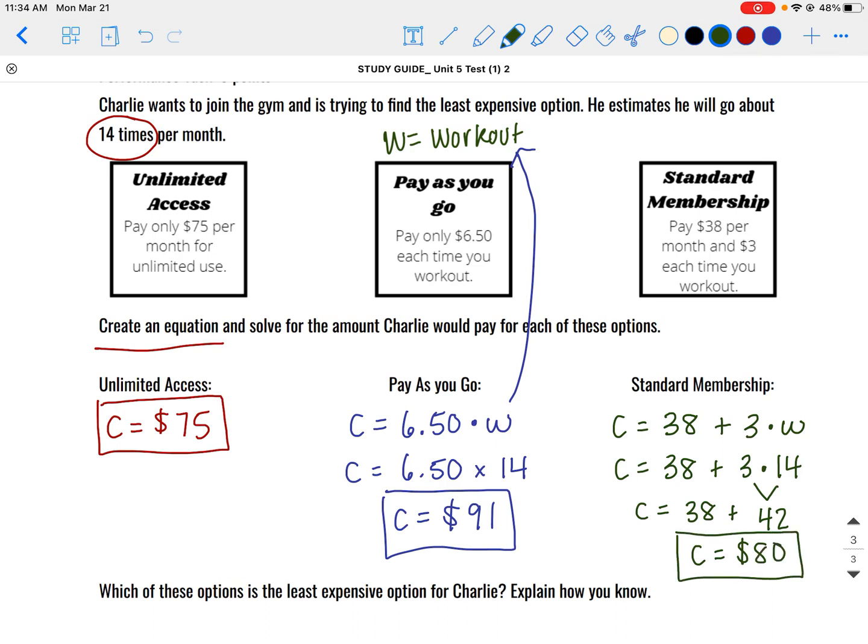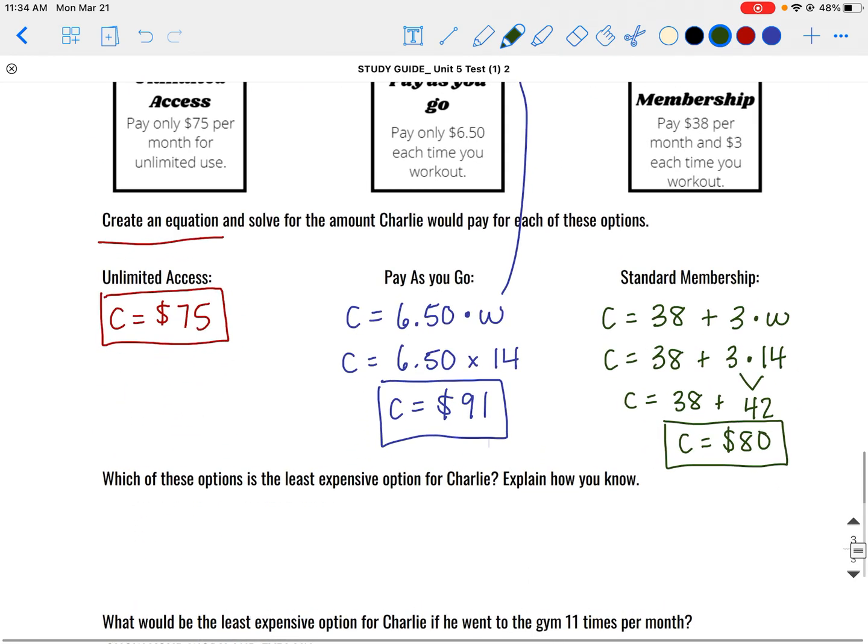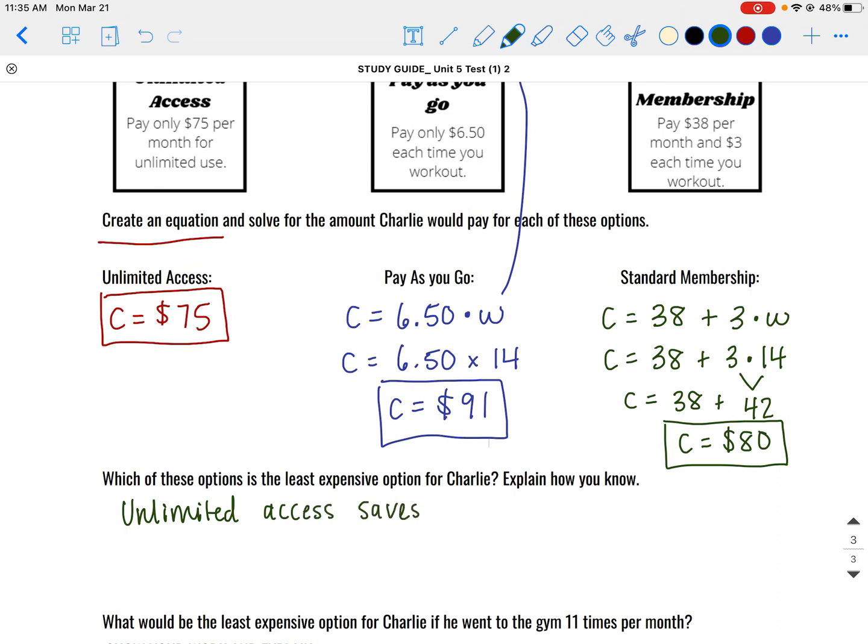All right, so now we want to evaluate which of these options is the least expensive option and probably the best option. That would be unlimited access. And that saves Charlie $5 or more per month.